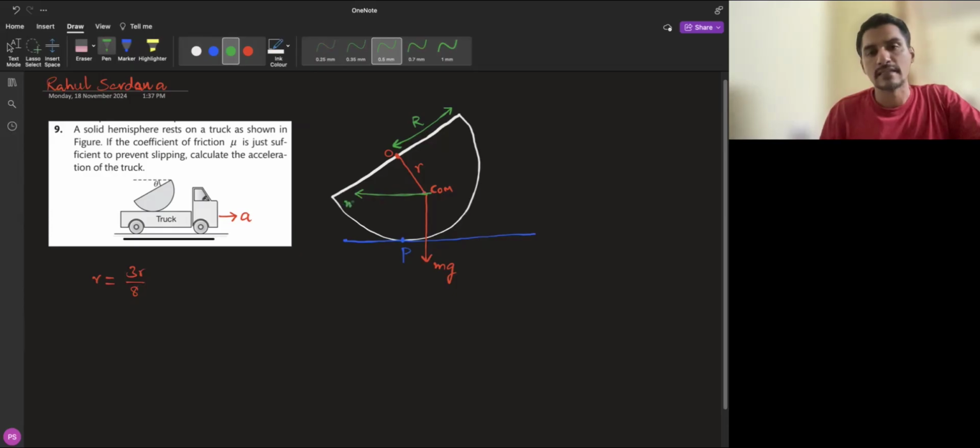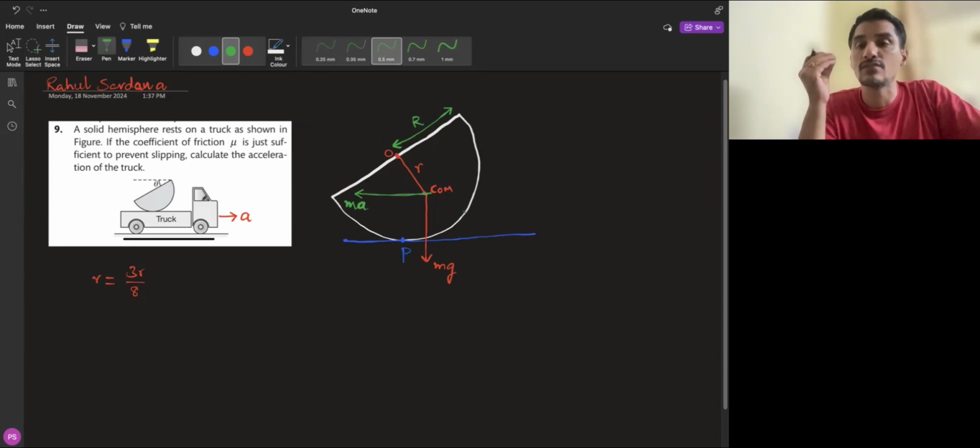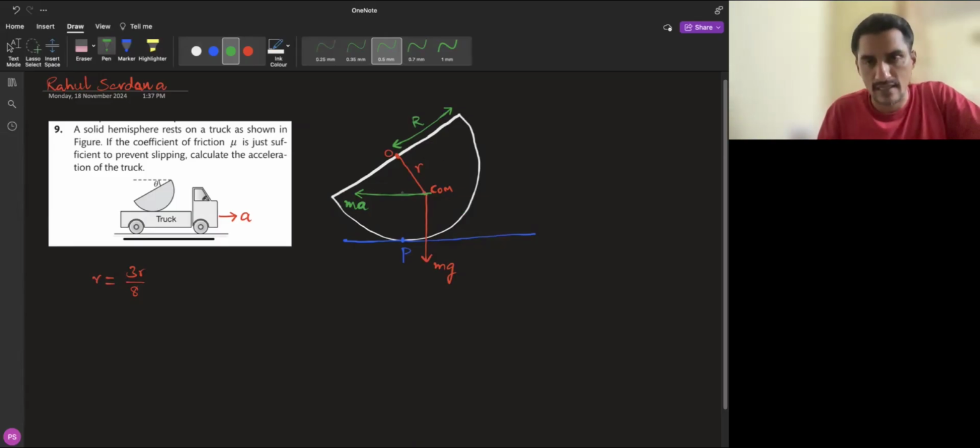How to find the value of the pseudo force? Pseudo force is equal to the mass of the object times the acceleration of the reference frame, and the direction of the pseudo force is opposite to the direction of acceleration of the reference frame. The reference frame is the truck. The truck is going towards the right side. That's why the pseudo force acts in the leftward direction. Now there are two forces, mg and ma.